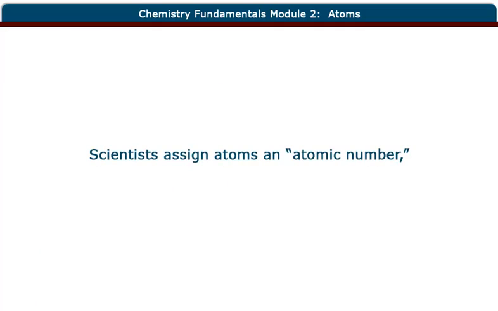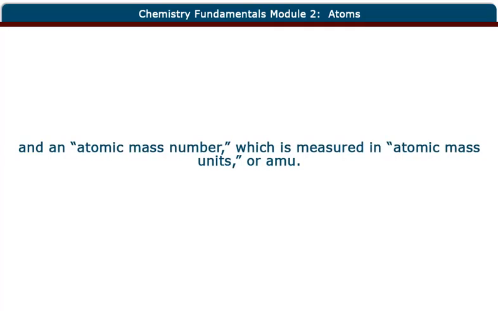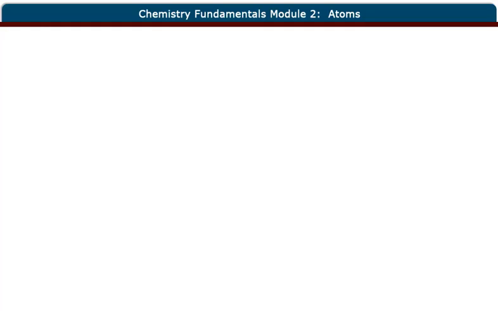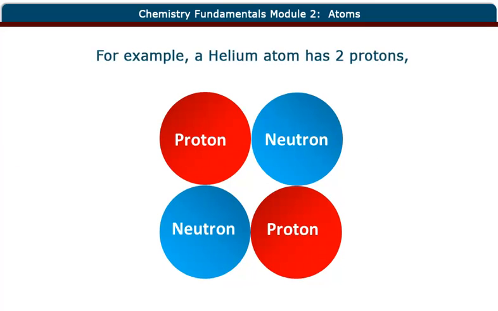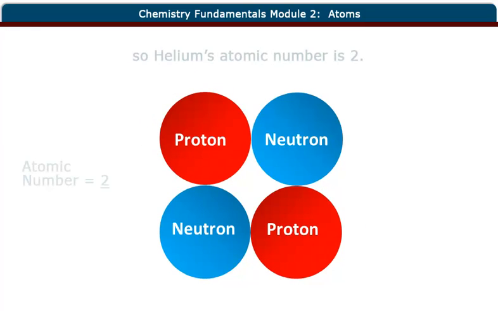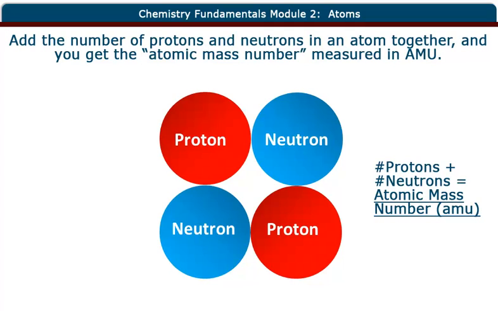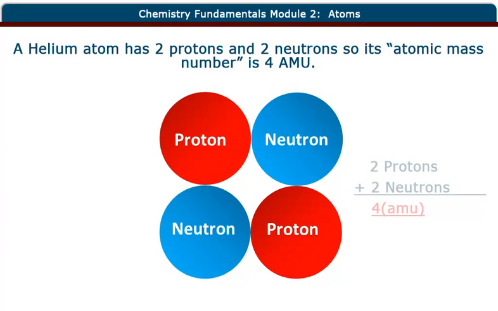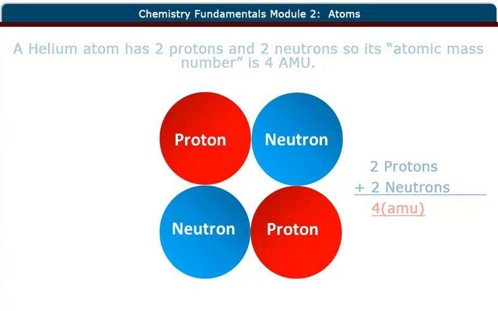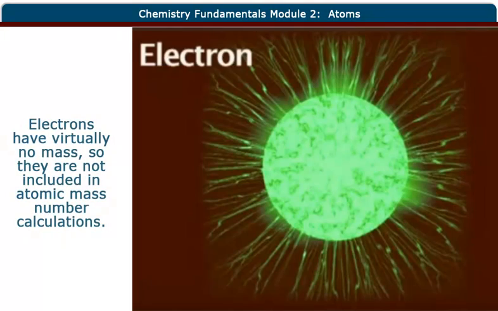Scientists assign atoms an atomic number and an atomic mass number, which is measured in atomic mass units or AMU. The atomic number is the number of protons present in the atom. For example, a helium atom has 2 protons. So helium's atomic number is 2. If you add the number of protons and neutrons in an atom together, you get the atomic mass number, measured in AMU. A helium atom has 2 protons and 2 neutrons, so its atomic mass number is 4 AMU. Electrons have virtually no mass, so they are not included in atomic mass number calculations.